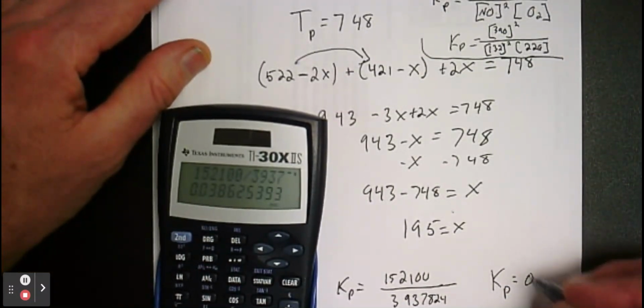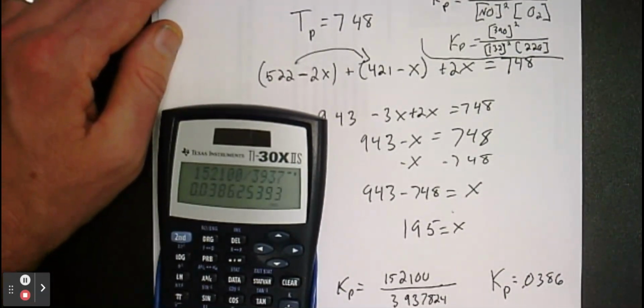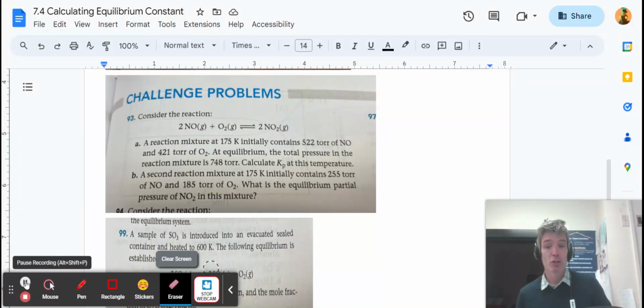So my Kp is 0.386. All right, so I just learned something. I went to check the answer, and it was wrong because I forgot to convert my pressures into the standard unit for pressure, which in this case is atmospheres. So I'm going to do that right now, then resubstitute into my Kp expression and recalculate the answer.